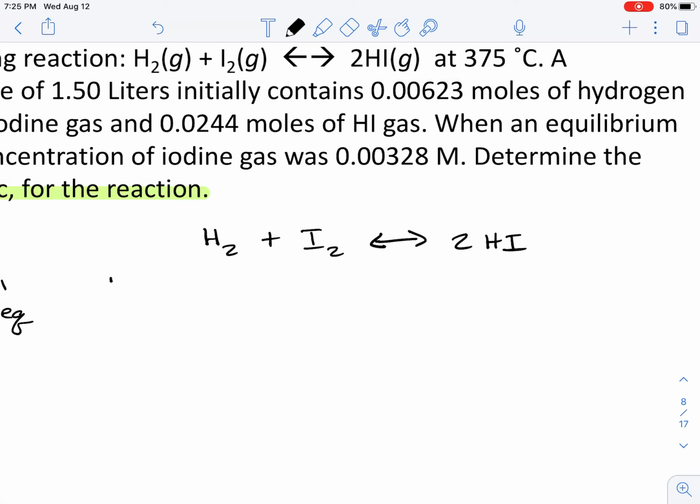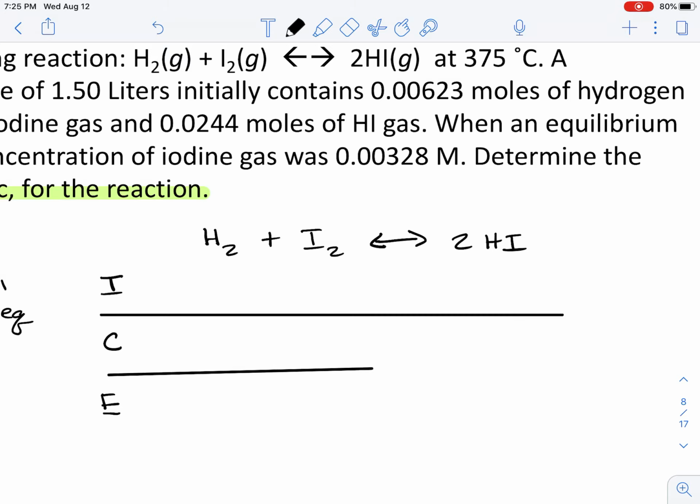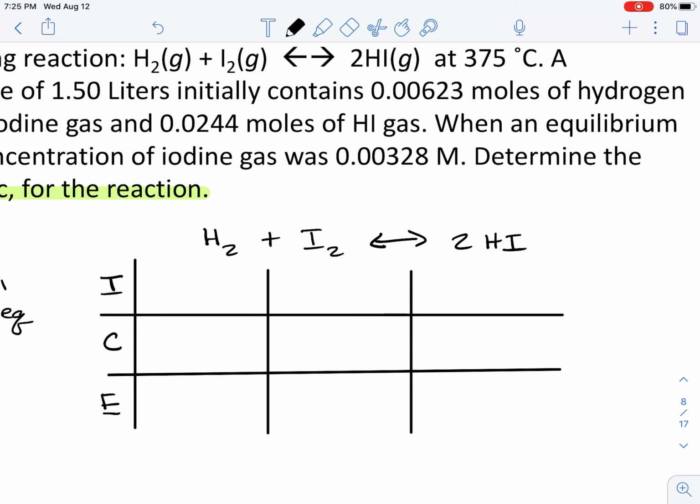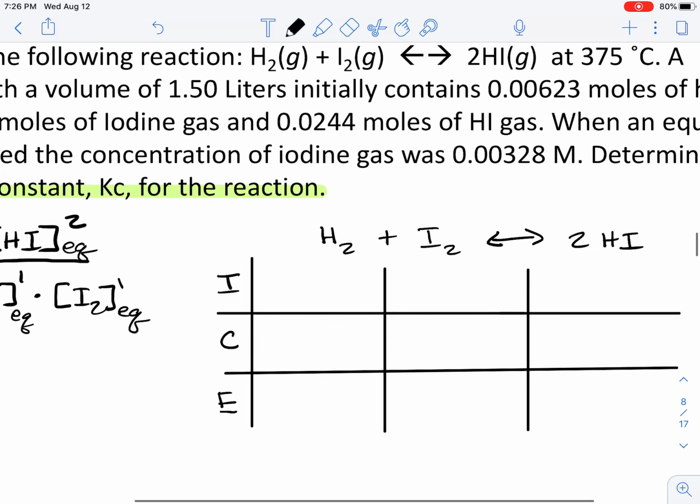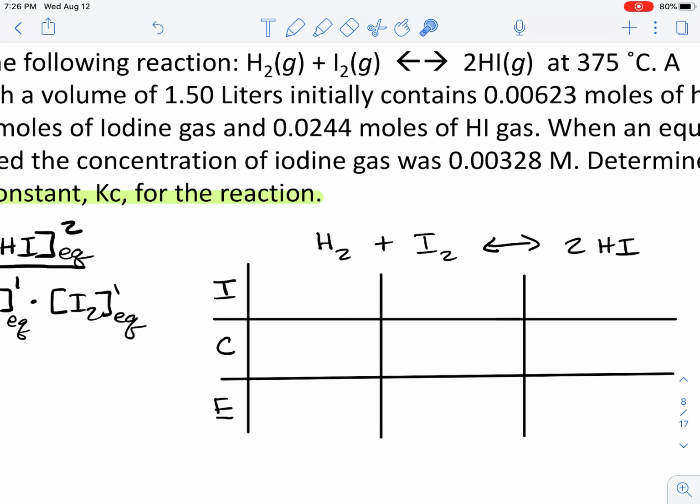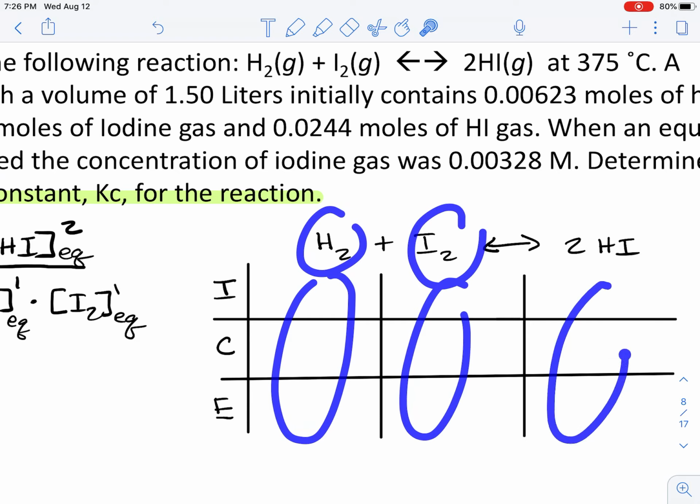And so to build my ICE table, I'm going to once again rewrite just the backbone of my chemical reaction. So feel free to fast forward until that ICE table is built. It's going to take me some time. All right, so now that my ICE table is built, remember that each column represents the substance that's right above it.